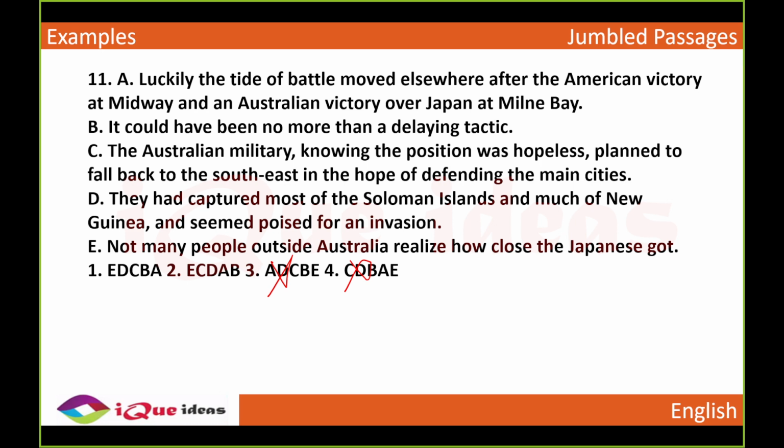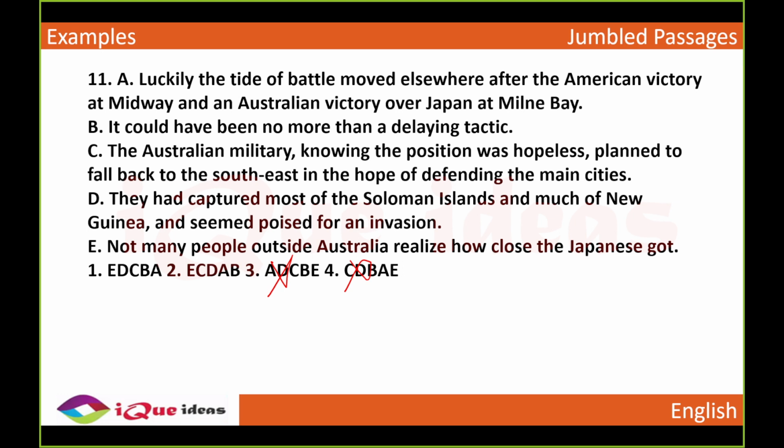So E: not many people outside Australia realize how close the Japanese got. Many people in Australia do not know how close the Japanese came. So do I follow with D or do I follow with C? D says they had captured most of the Solomon Islands and much of New Guinea and seemed poised for an invasion. Okay, makes sense. If Australians don't know how close the Japanese got, then you start with what had happened: the Japanese had captured and they were ready to attack.